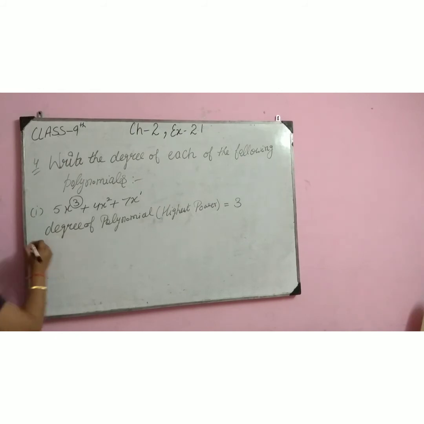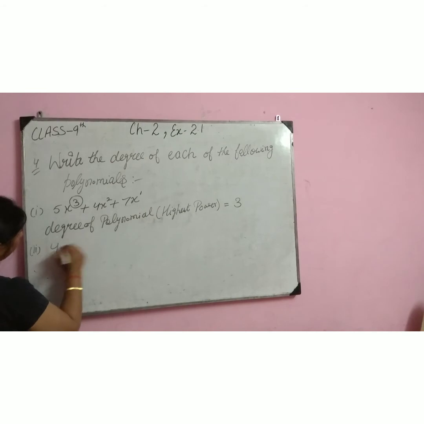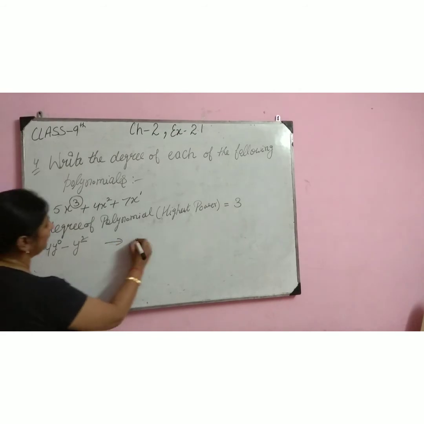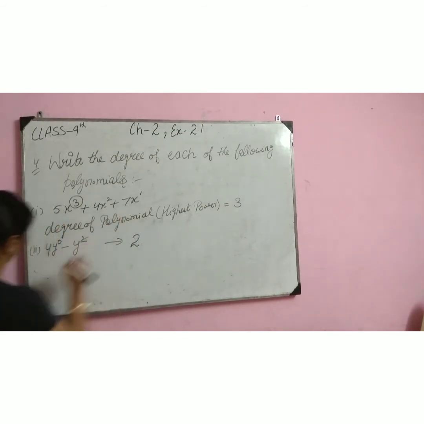Part 2: 4 minus y square. Here is 4. If nothing is there, then you can write y raised to power 0. So which power is greater, 0 or 2? 2. Then the answer for degree is 2.